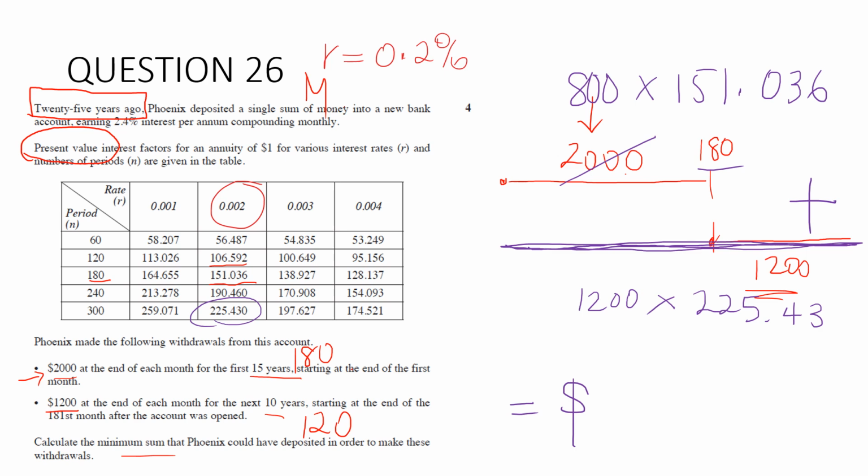Let's see what we get. 800 times 151.036 plus 1200 times 225.43, which gives us 391,344.8.